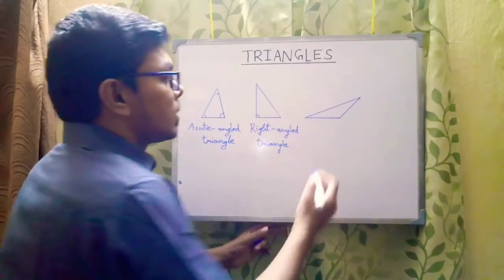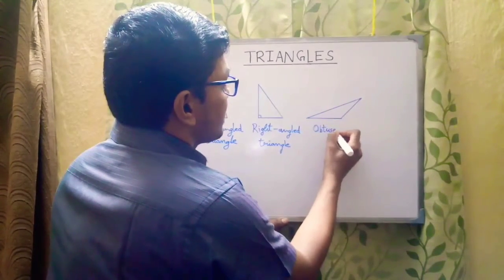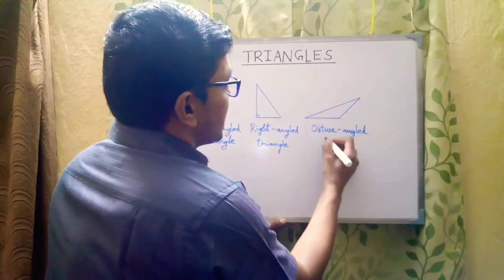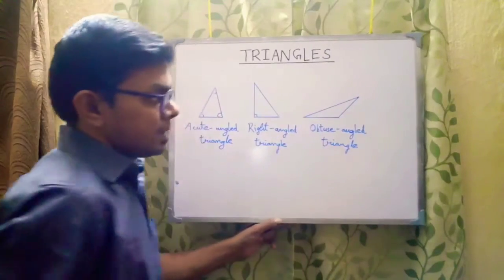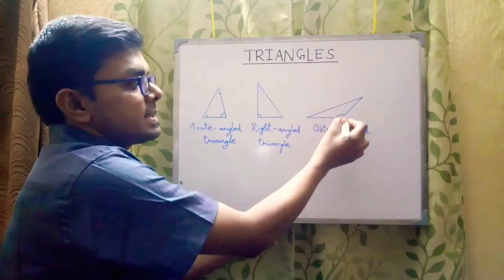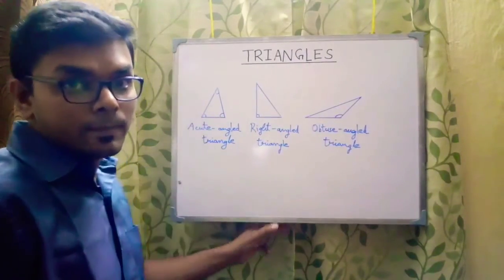We move on to the third one, which is called obtuse angled triangle. Again, as the name suggests, here one angle is an obtuse angle. As you can see, this angle where I am pointing at, this angle is an obtuse angle.